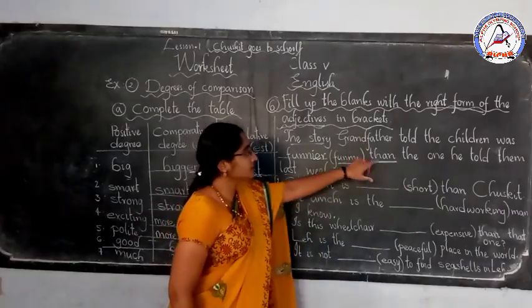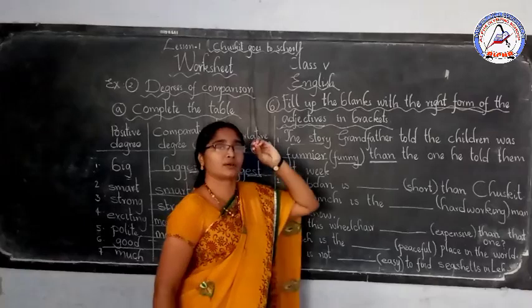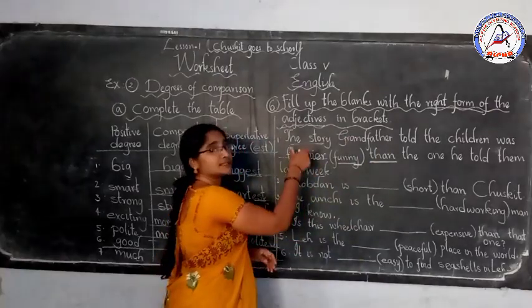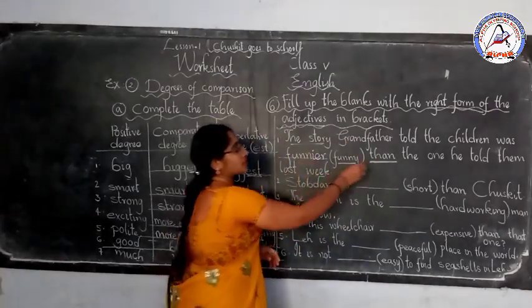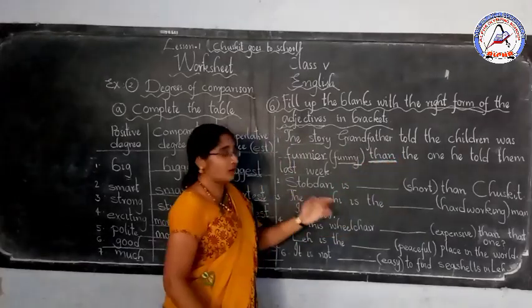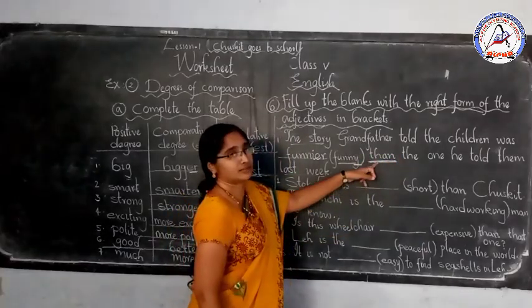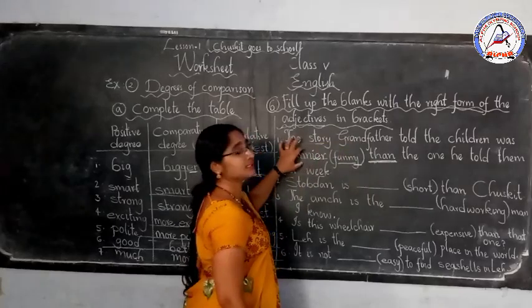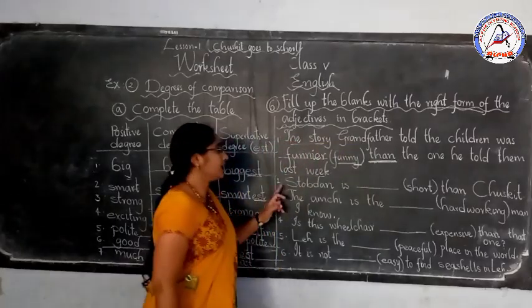If you find than, you can close your eyes and write here that this is the comparative form. So the comparative form will be followed by than. Okay? If you see than, you can write here comparative form. That is one. Next one.